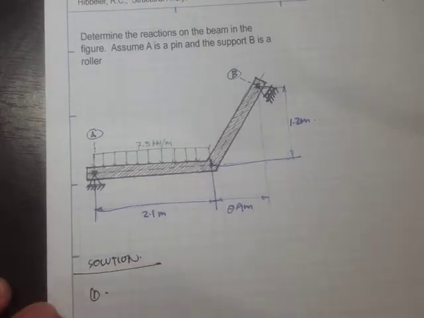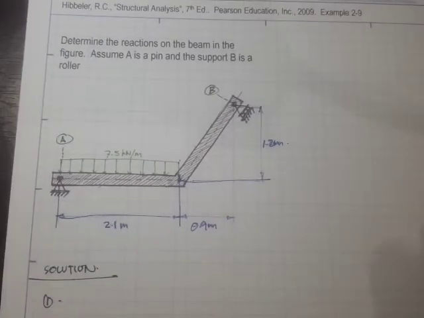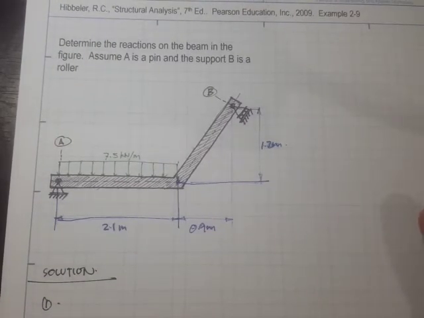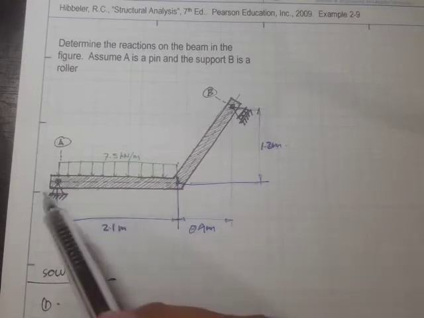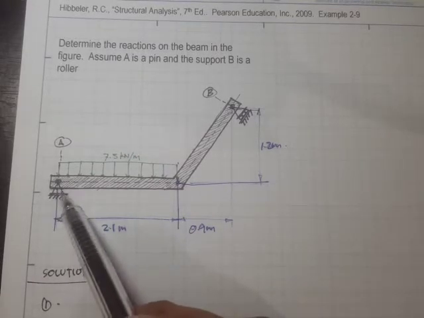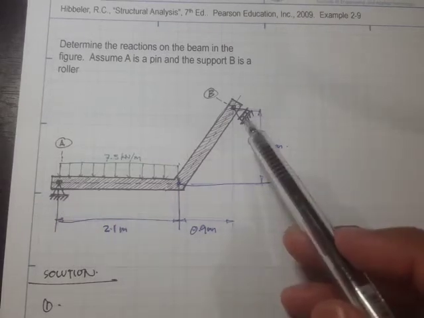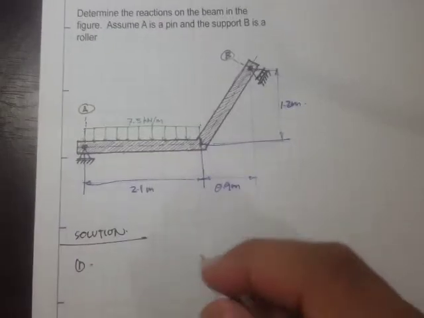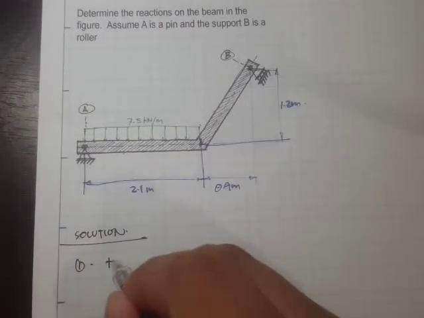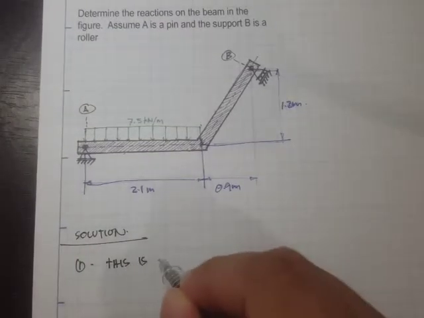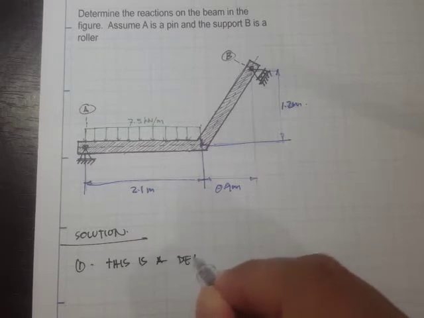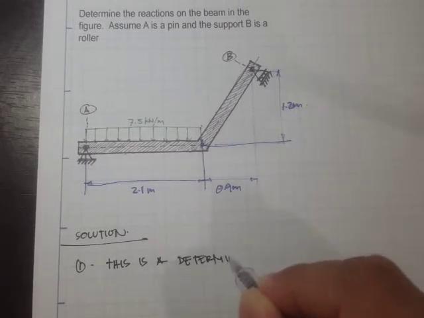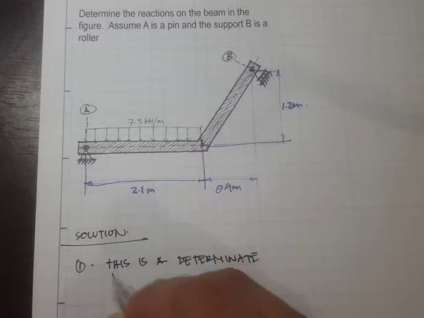For the solution, number one, let's first check if this is a determinate problem. We have two reactions here plus one, so this is 3, and we have three equations of equilibrium. Therefore, this is a determinate problem.